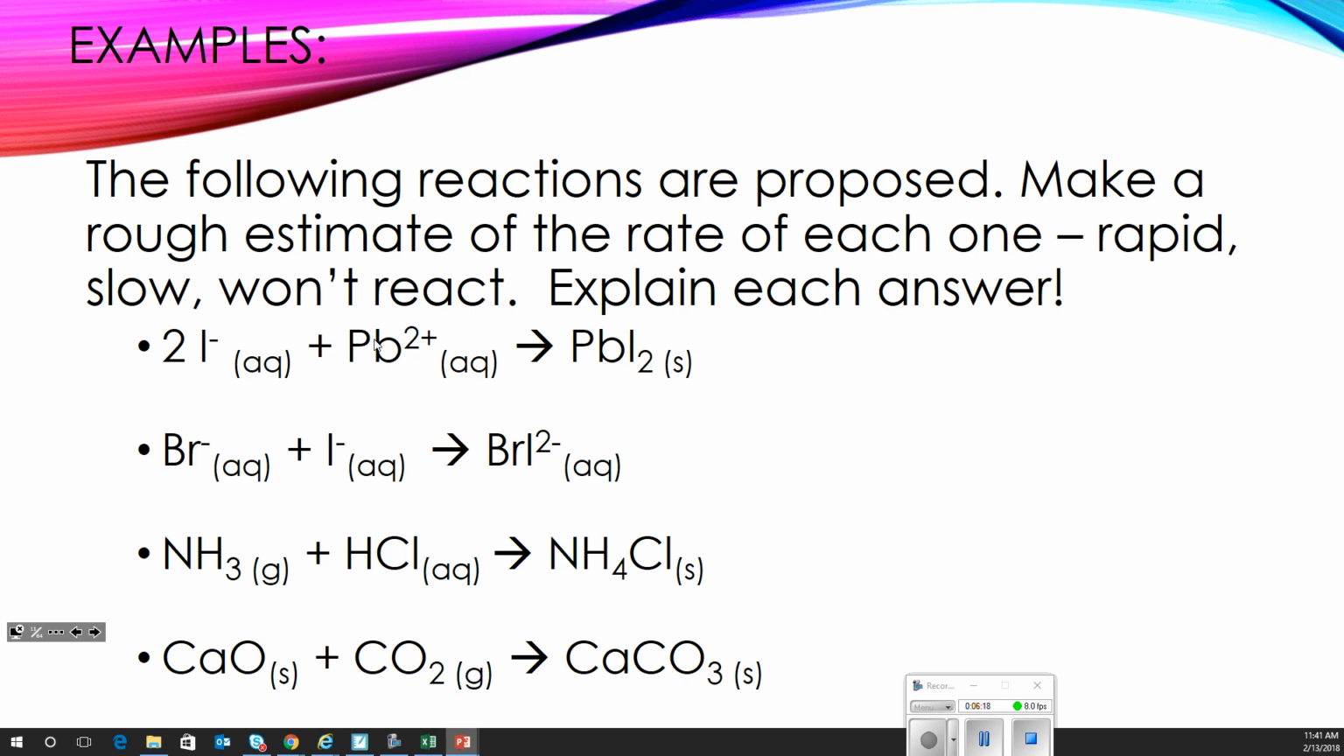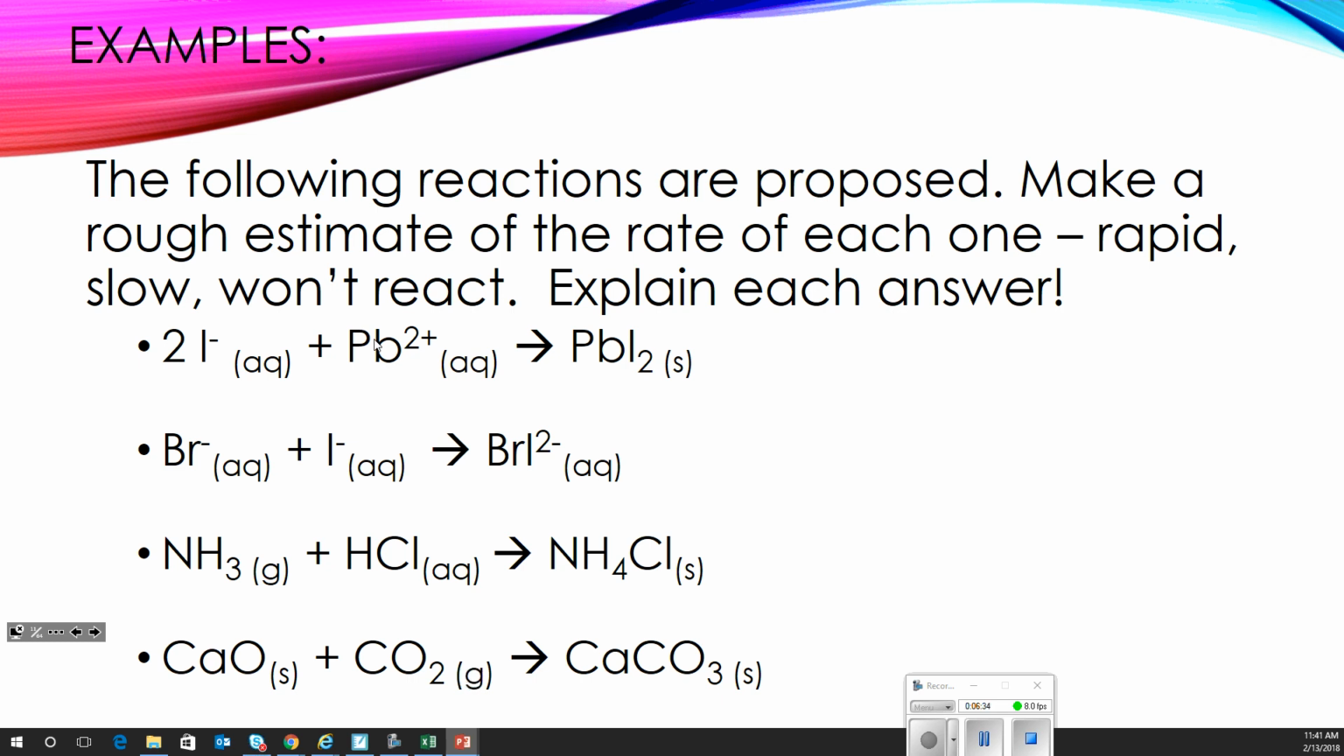No, if I have the same charge, they're going to repel each other. They're not going to want to come together. Okay, so they're going to be repelling each other. They're not going to want to go together with a -2 ion charge. Not going to happen. So this one won't react. Let's look at this next one.